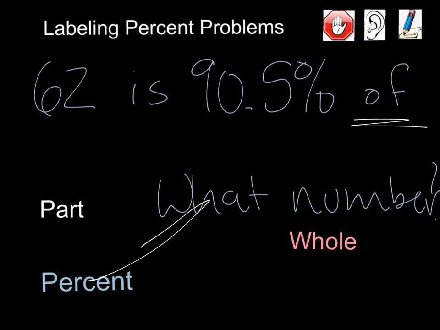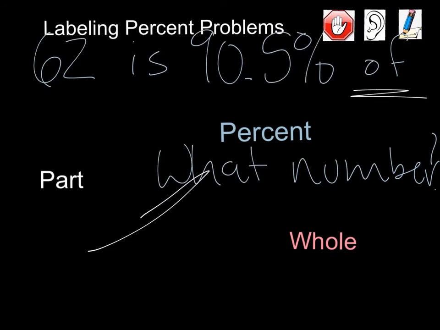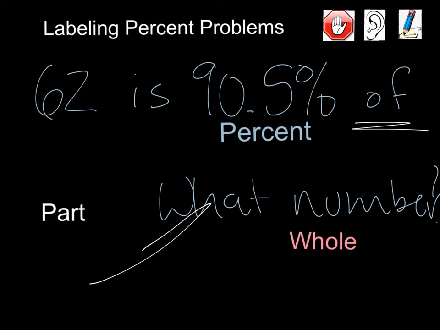Obviously, again, I did it again. And here we go, we're going to move that word percent up here because 90.5% is clearly a percent, leaving the 62 to be our part. And this is giving me some fits moving, so let's just draw an arrow right up there. 62 then is our part. Again, we labeled the part, the percent, and the whole. Find that word of, the number after is whole, then figure out the percent and the part from there.